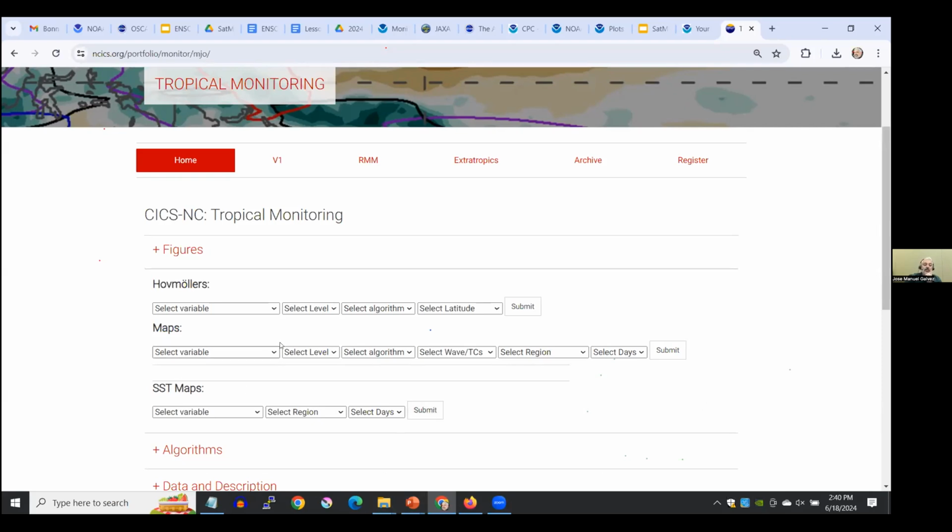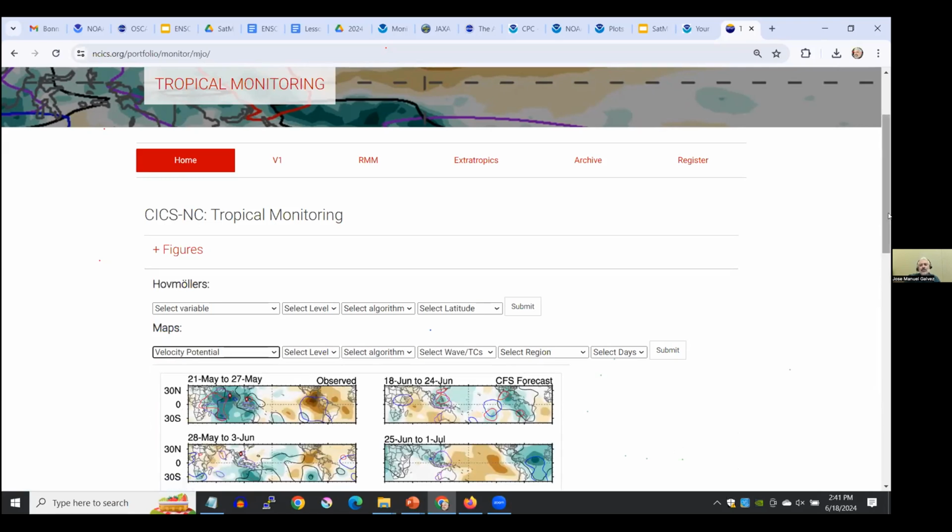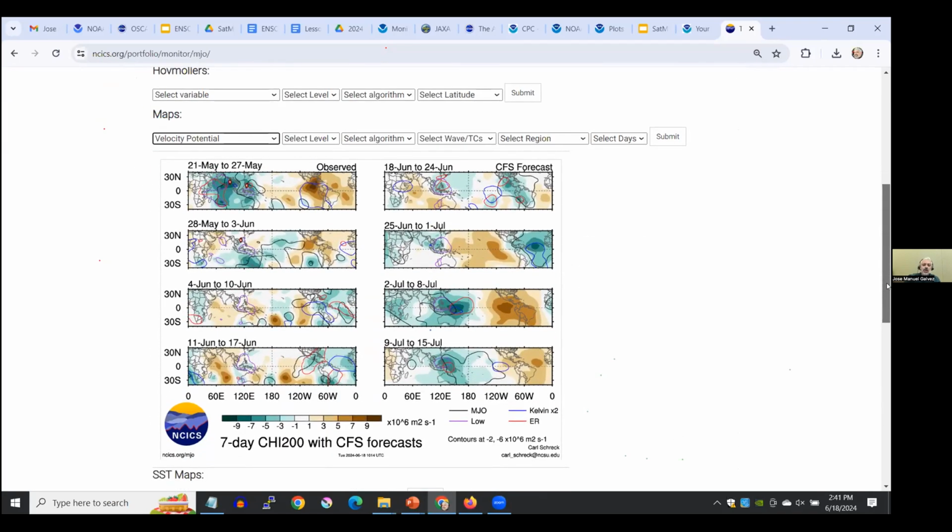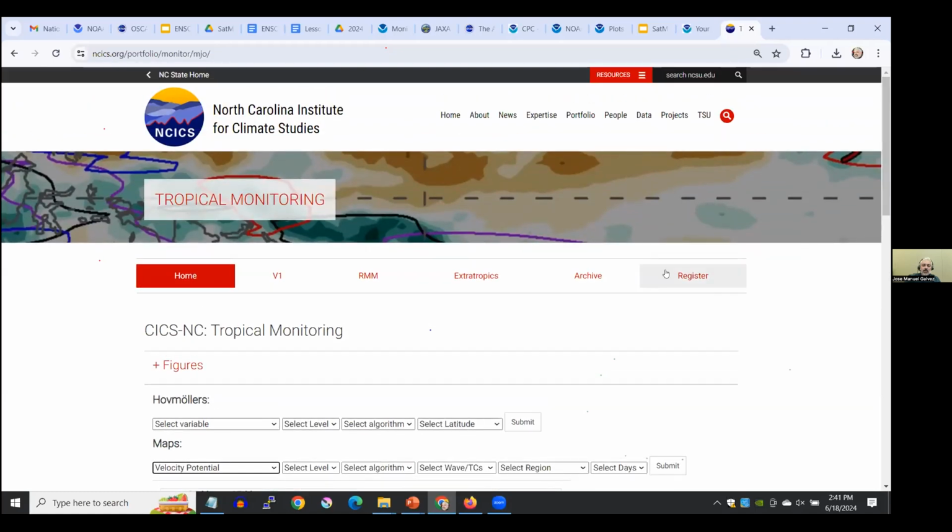Anyway, on this page, Carl Schreck has an algorithm that tracks the potential occurrence of the Madden-Julian oscillation, tropospheric Kelvin waves, and other factors. Why? Because they impact the weather, and actually the Madden-Julian oscillation can trigger these westerly wind bursts that can trigger Kelvin waves. So something that we're going to look into, and I won't have time to explain this in detail, but let's do something. Let's look at the archive.